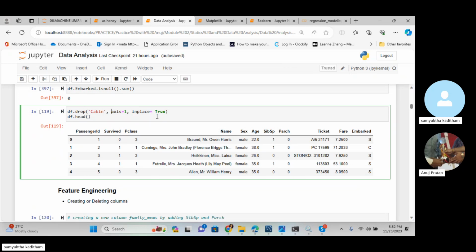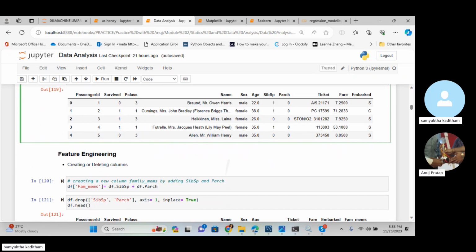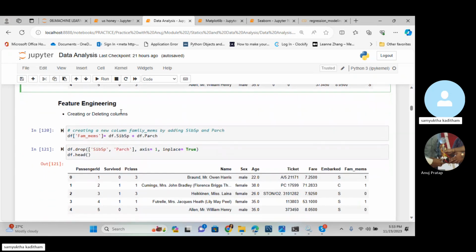That means axis equal to zero means the x axis, and axis equal to one means the y axis. It's a simple axis. X axis is like this, y axis is like this. Yeah, that's the concept, that's it.